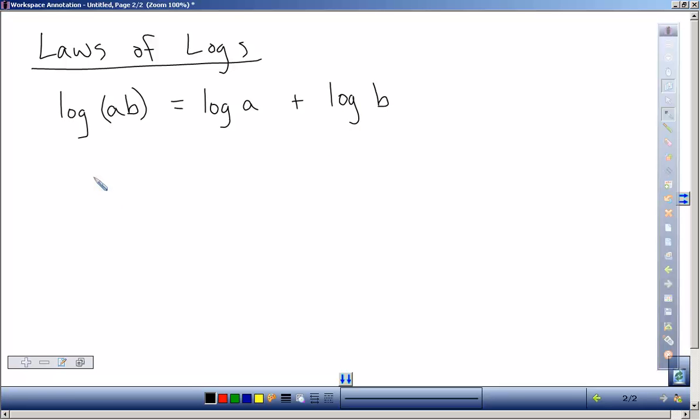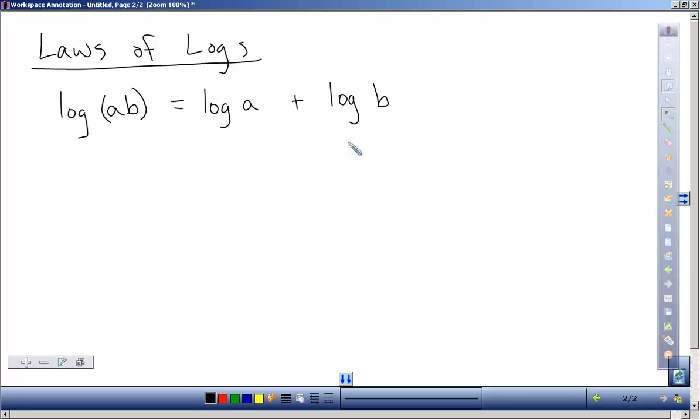Recall, if you multiply like bases, you add the exponents. So remember, this is always dealing with exponents. The log is equal to an exponent. So if these two things had the same base, which they do, because the log has the same base, when you're multiplying like bases, you are adding the exponents. So the exponent of a and the exponent of b would then get added. That's the exponents that we're looking for. So multiplication goes with addition.